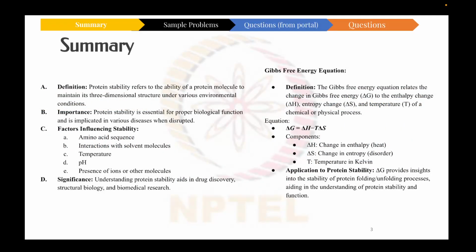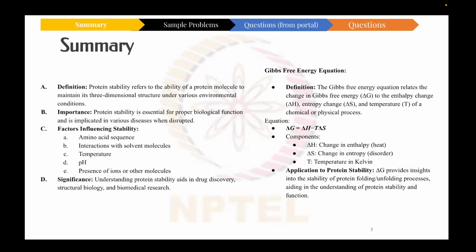To start with, protein stability refers to the tendency of a protein molecule to maintain its three-dimensional structure under various environmental conditions. This stability is crucial for proper functioning of proteins in biological systems. The stability of a protein structure is influenced by numerous factors, including the sequence of amino acids, interactions with solvent molecules, temperature, pH, and presence of ions and other molecules in the surrounding environment.